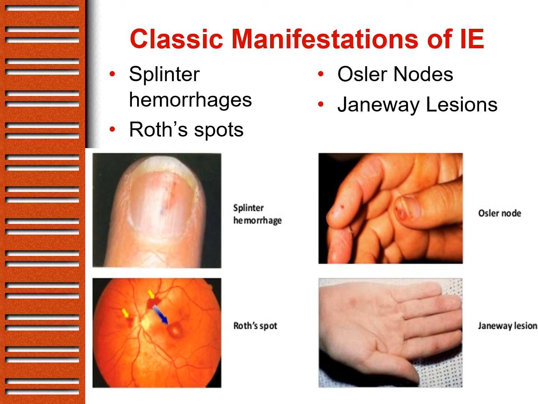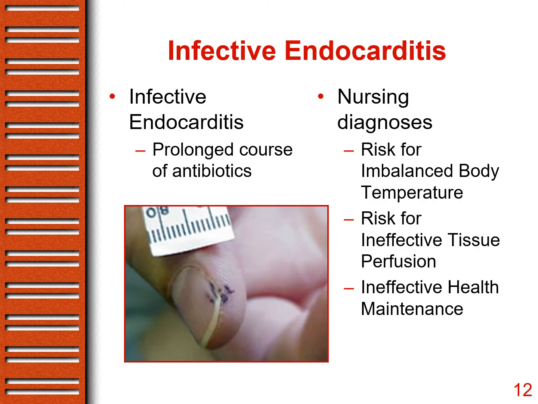Please make sure you understand the distinction. Go read your textbook or look it up online, the distinction between Osler nodes and Janeway lesions. Frequently, that's a point of confusion for students on nursing questions. Common complications of endocarditis are embolization of vegetation fragments. Also, heart failure is a big complication. Without treatment, endocarditis is almost universally fatal.